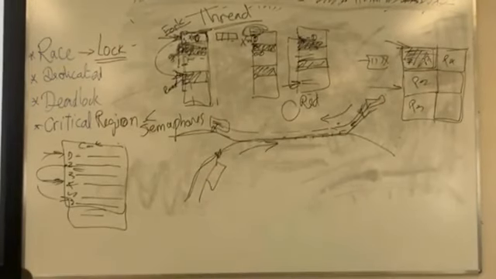Give me one condition in order for a deadlock to happen. There are 4 conditions that must exist in a system. Name one of them.